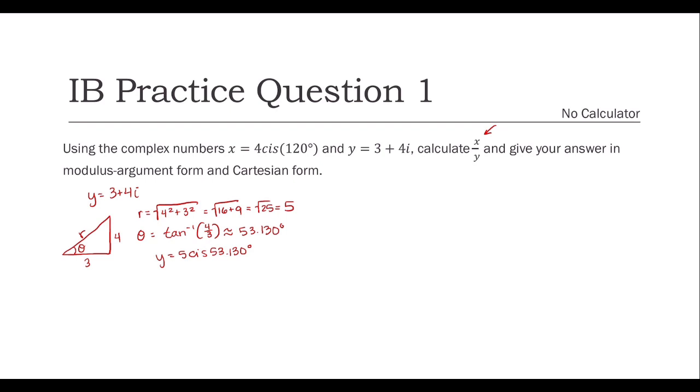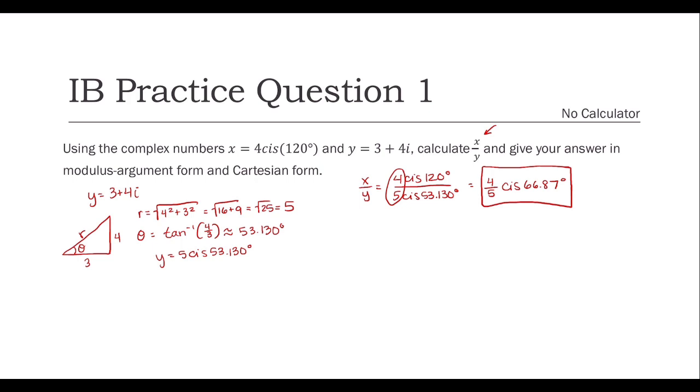So to calculate x over y, we'll have 4 cis 120 degrees over 5 cis 53.130 degrees. So we'll divide our radiuses. So that's 4/5 cis, and then we subtract our angles. So it'll be 120 minus 53.130, which is 66.87 degrees. So in modulus argument form, our x over y is 4/5 cis 66.87 degrees.